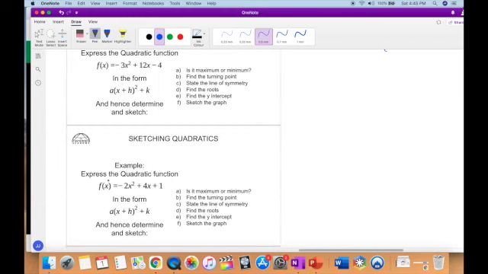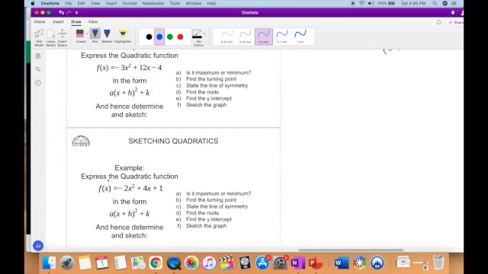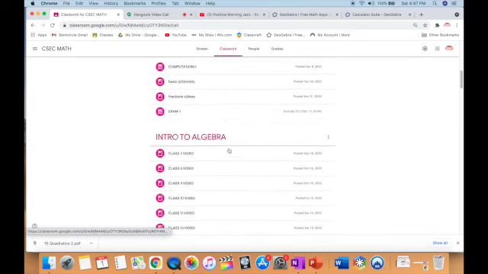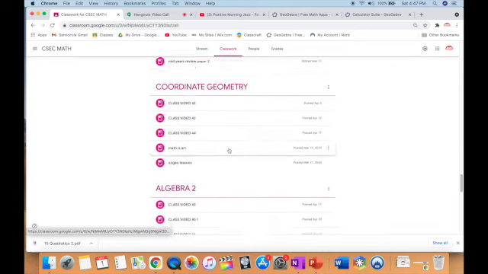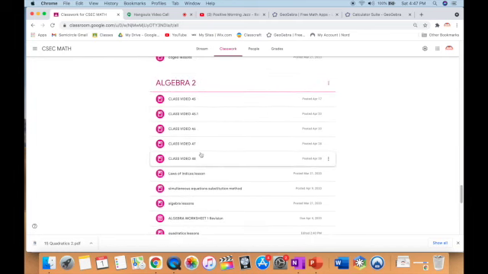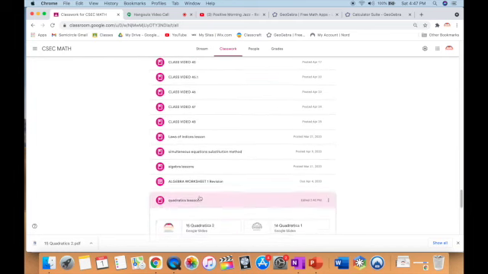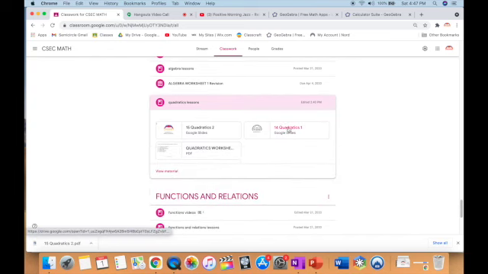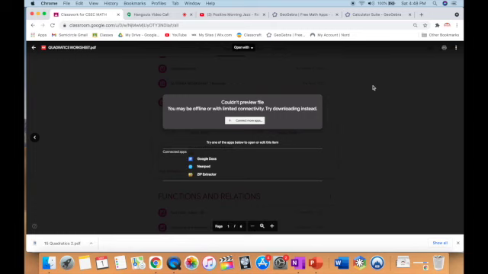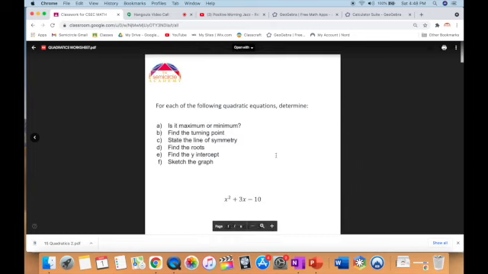So I have a couple of questions for you all here. Take a screenshot of this. You go in your classwork, all the way down to Algebra 2, and in Algebra 2 we have the quadratics lesson, quadratics 1, quadratics 2. This is what we covered in the last 2 classes, and this is your quadratics worksheet. This is what I want you to do for the next class, and this is super important because it has all CSEC past paper questions. Just let it load.